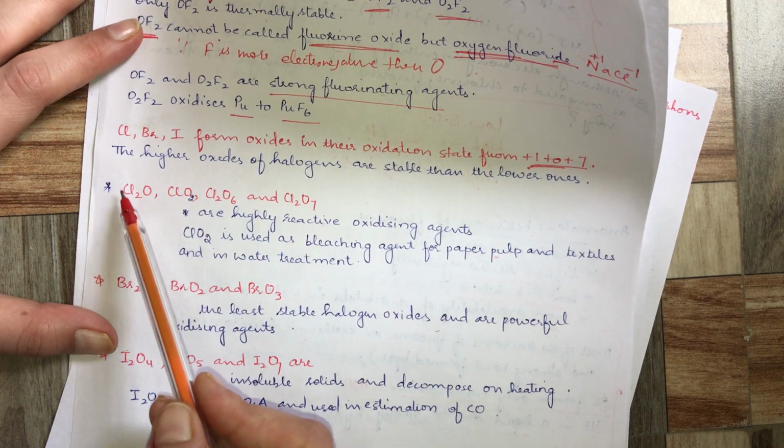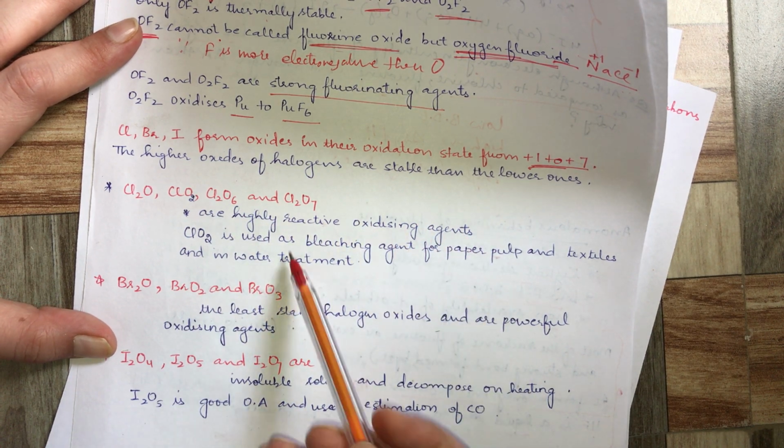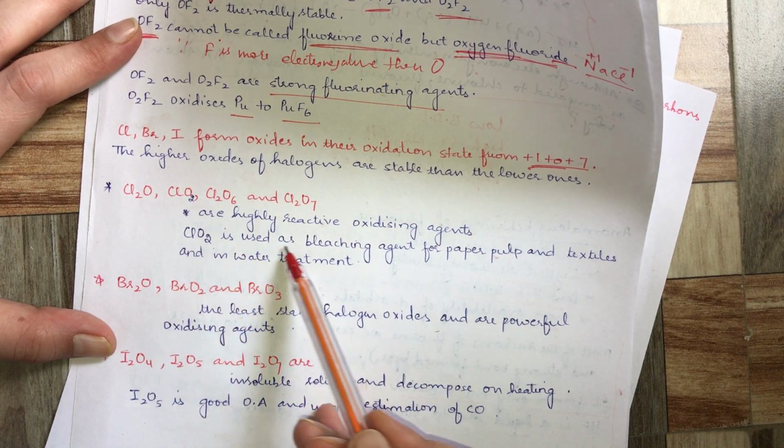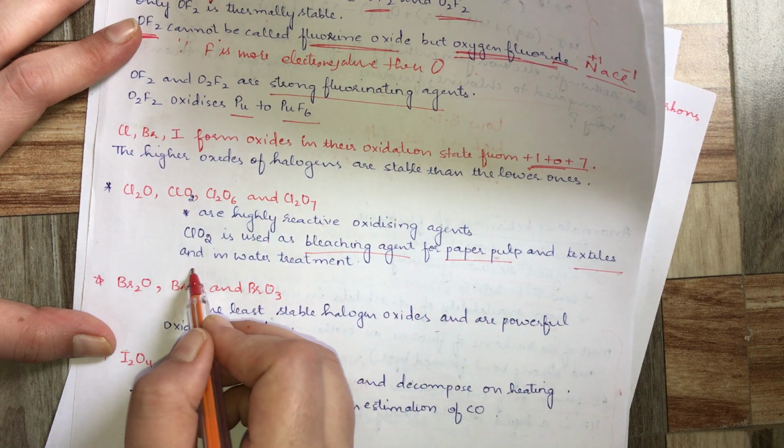Chlorine's oxides are Cl2O, ClO2, Cl2O6, Cl2O7. They are highly reactive oxidizing agents. ClO2 is used as a bleaching agent for paper pulp and textiles, and in water treatment.